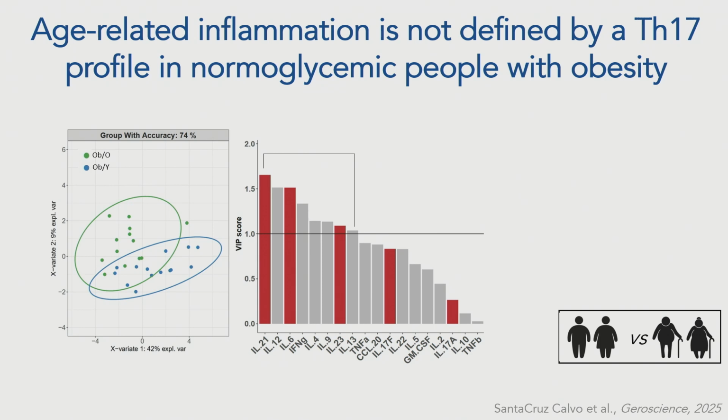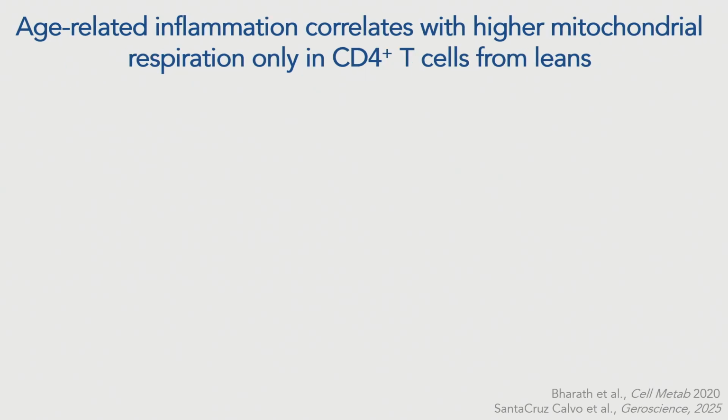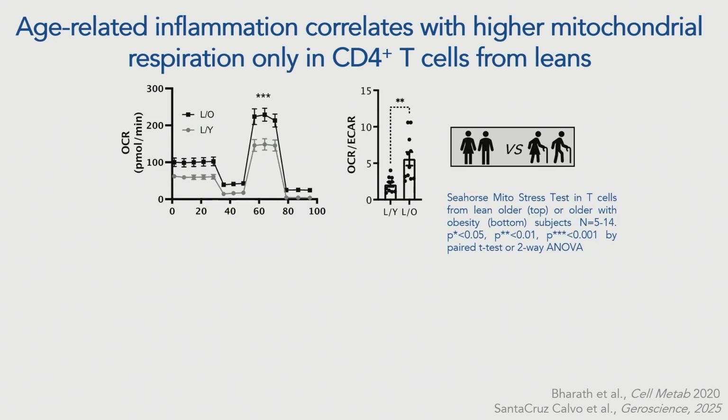But what's interesting here is that if anything, you lack Th17 cytokines, especially IL-17F and IL-17A, differentiating inflammation in these two age groups, telling us that inflammation is not defined by a Th17 profile in normal glycemic people with obesity. It's really more a mixed CD4 T cell profile, remembering that in this study, we limited the analysis to CD4s. So really trying to understand some cellular mechanisms that may describe these differences in inflammation.